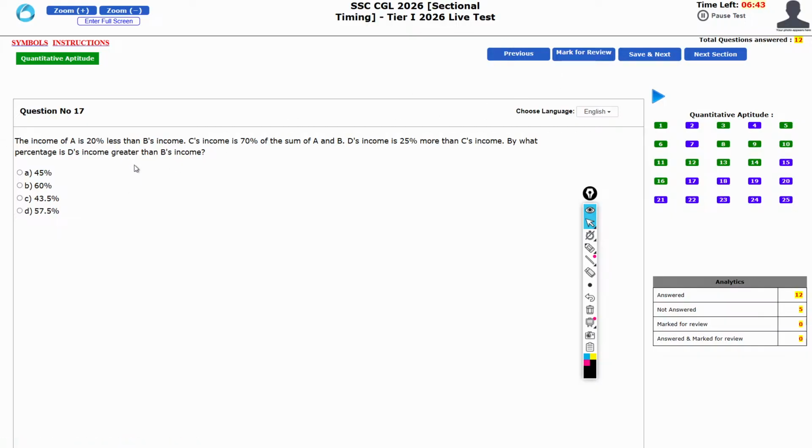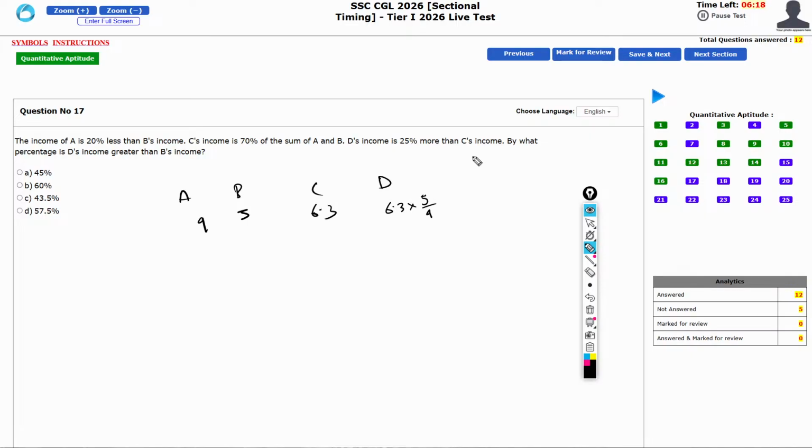Okay, the income of A is 20% less than B's income. So 5, 4. C's income is 70% of the sum of A and B. So 9, 76.3. And D's income is 25% more. So 1/4 more. What is the percentage D into 5 by 4 is D. Percent income greater than that of B. So 50, 63.